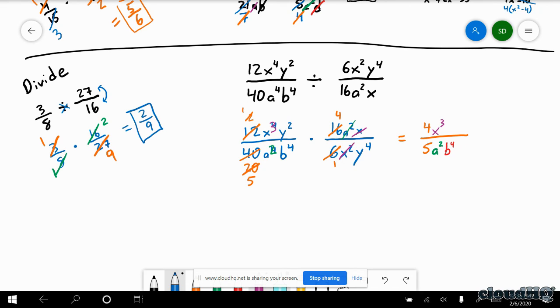And then what about Y's? 2 Y's I can get rid of. Both Y's from the numerator leaves me with 2 in the denominator. So there's our answer.